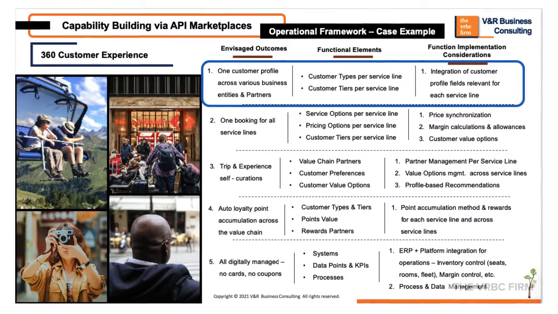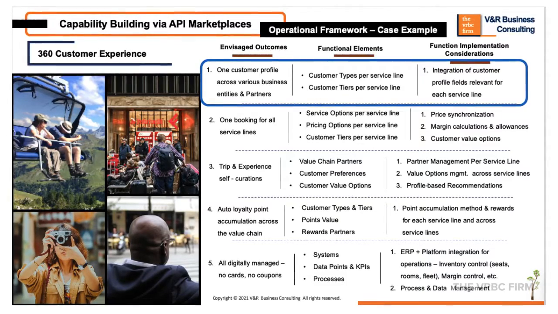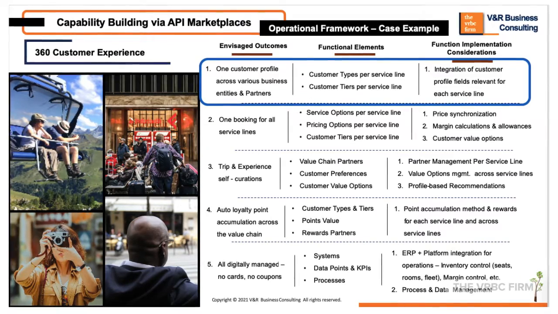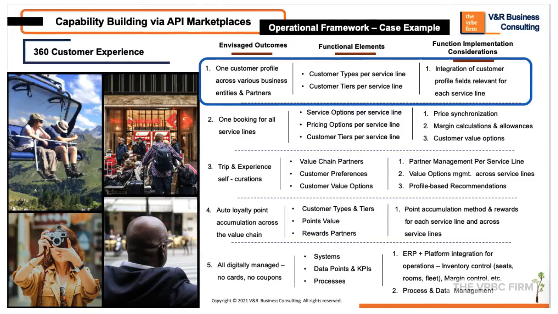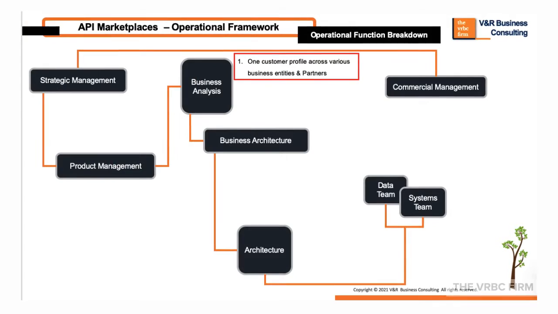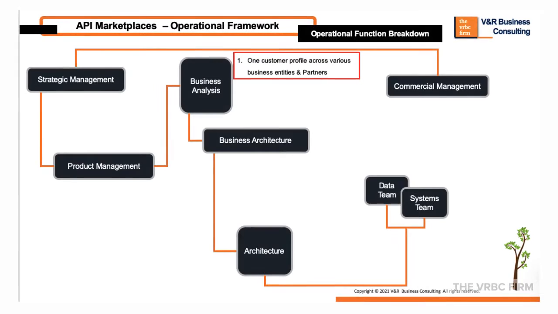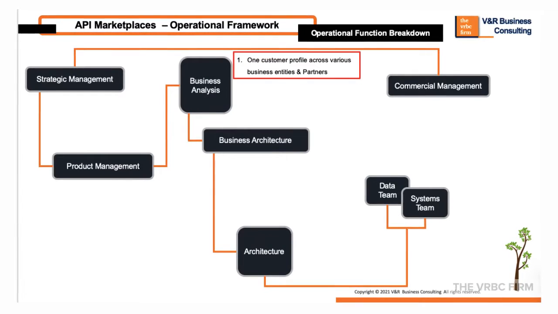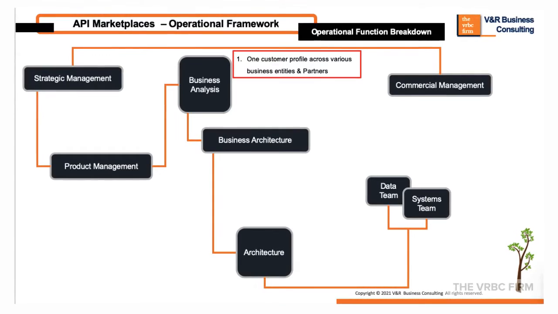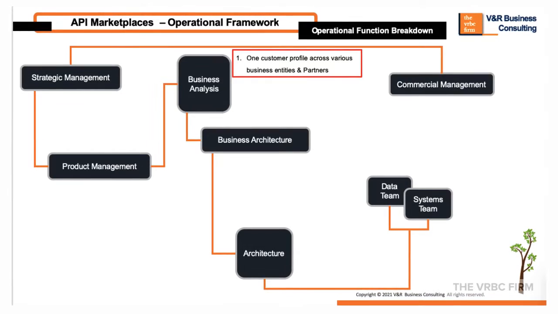So let's take the first objective of our case study and unpack it within the process of operationally executing on innovation using API marketplaces. Building this one central customer profile requires deep analysis of all the customer profiles across the value chain in their various forms, and ensuring that the new 360 profile has a balance between not being clunky with unnecessary fields, but at the same time captures everything critical to fulfill the value chain.